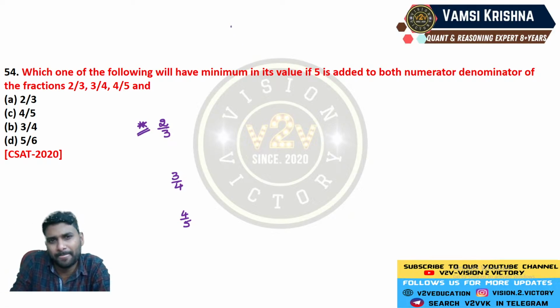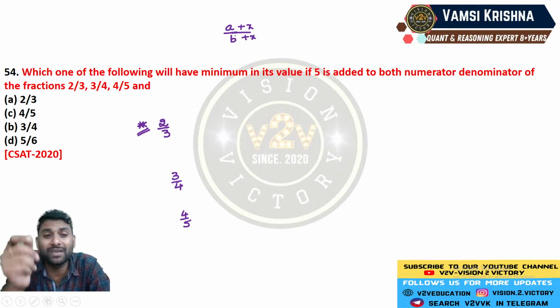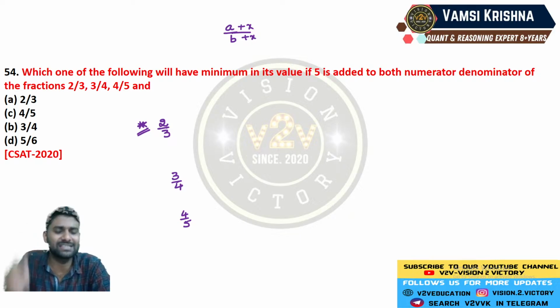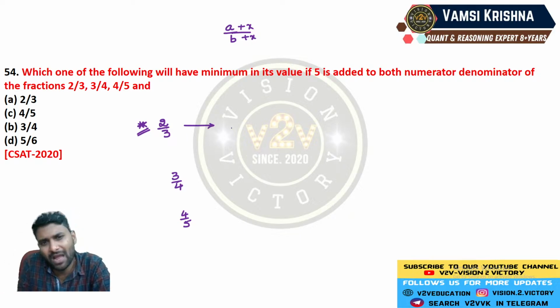Remember that if there is a fraction a by b and you add a number to both, the resultant is always less than the given number. So the answer is still 2 by 3. While we add 5 to the numerator and denominator, the answer is still the same. If you add, 2 plus 5 over 3 plus 5 is exactly equal to 7 by 8.